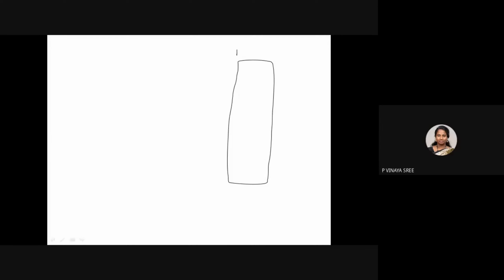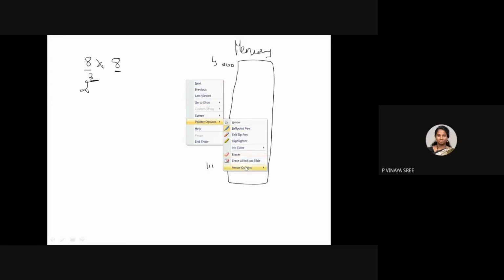We have a memory of size 1 MB. For example, if we have 8 by 8, this indicates 8 addresses and 8 data lines. To represent 8 as 2 power 3, we require 3 bits, so 000 until 111. In the same way, as it is 1 MB, the address is represented with 20 bits, 2 power 20, which is nothing but 1 MB.